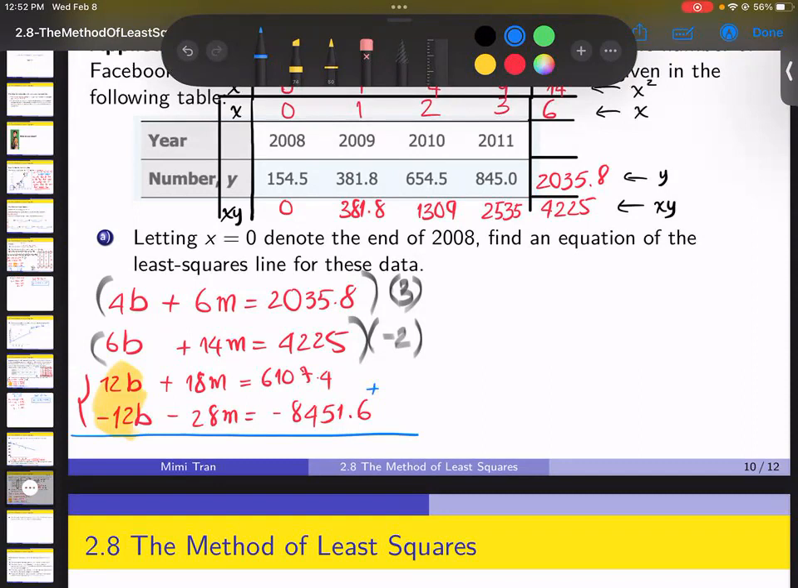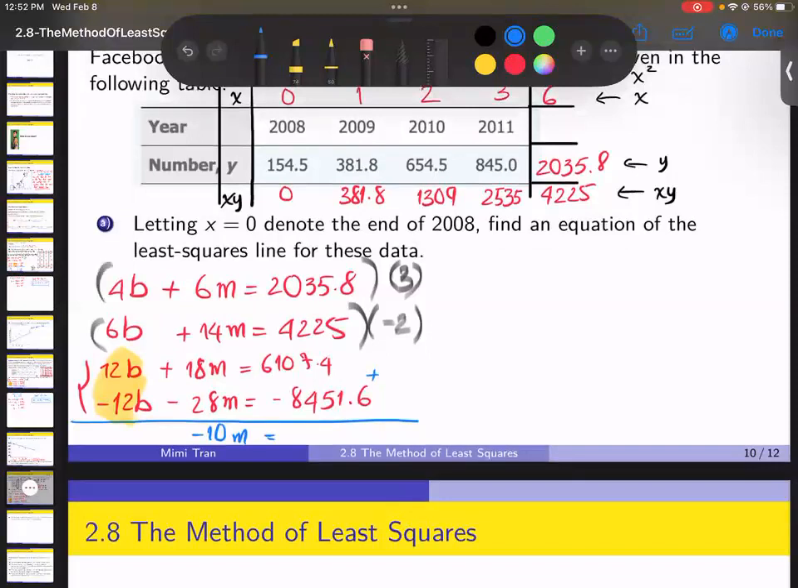18m minus 28m will be minus 10m equal -2344.2. I think the only problem you're going to make on the exam is arithmetic, really, for these problems. Just be careful, that's all.